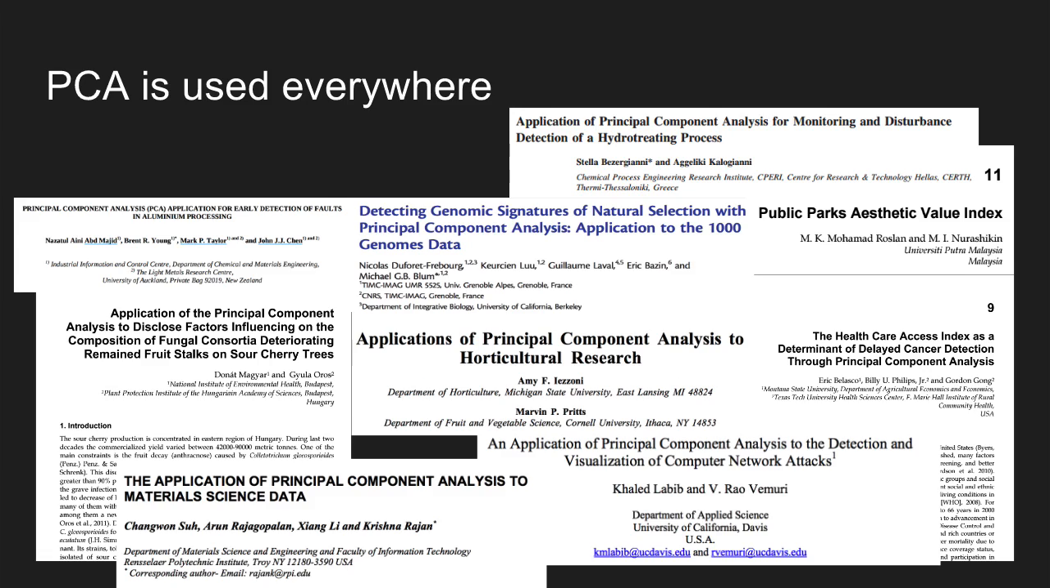Again, it's used everywhere. These are just a blurb of papers that James and I found where PCA can be used. In literally every single possible field you can think of, PCA is used: in horticulture research, computer network attacks, cancer detection, public parks, aesthetic values, material science, hydro treating, everything.